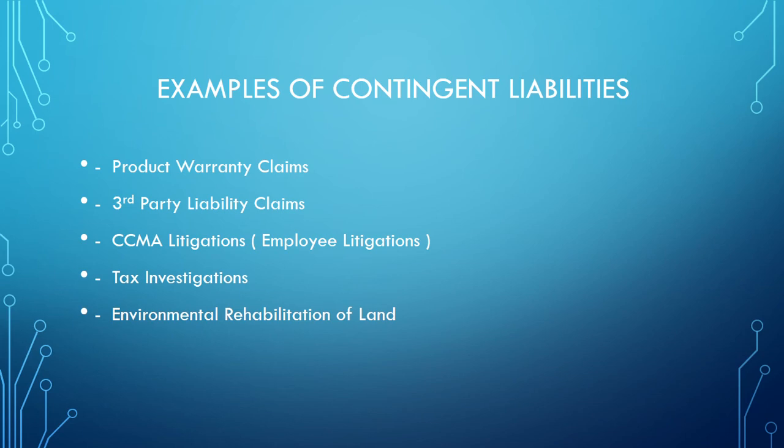We want to look at some examples for you so that you can understand a little better what a contingent liability is. So these are product warranty claims. It's third-party liability claims, especially in the civil industry where there are buildings involved. Guys might be saying, look, the building fell over onto this person and they died. So that's the kind of third-party liability claim. CCMA litigations or employee litigations, these are things between employees and employers when there's a dispute and they part ways and there's some unhappiness about how that happened. There may be tax investigations. There may be an obligation of a company or a mining company to rehabilitate the land that it's been working on.